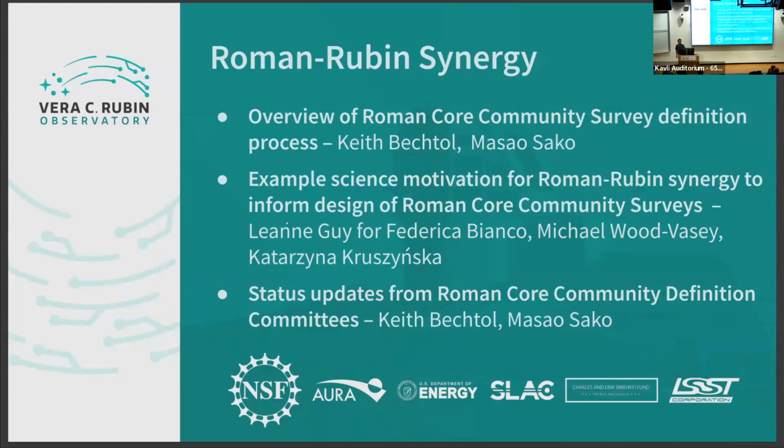Okay, so the next 30 minutes will focus on the Roman-Rubin synergy. I will start off by giving a brief description of the core community surveys and how we are defining those surveys. And then we'll hear from three core community survey science examples: one from the high latitude wide area survey, high latitude time domain survey, and the galactic bulge survey. And then at the end, Keith Bechtol and I will give a brief summary update on the actual status of the survey definition process that is going on currently.